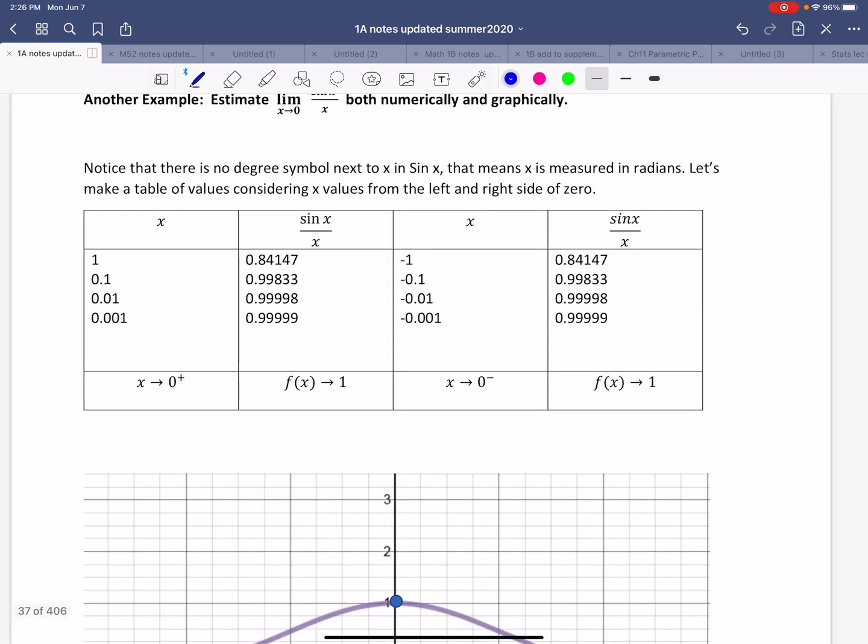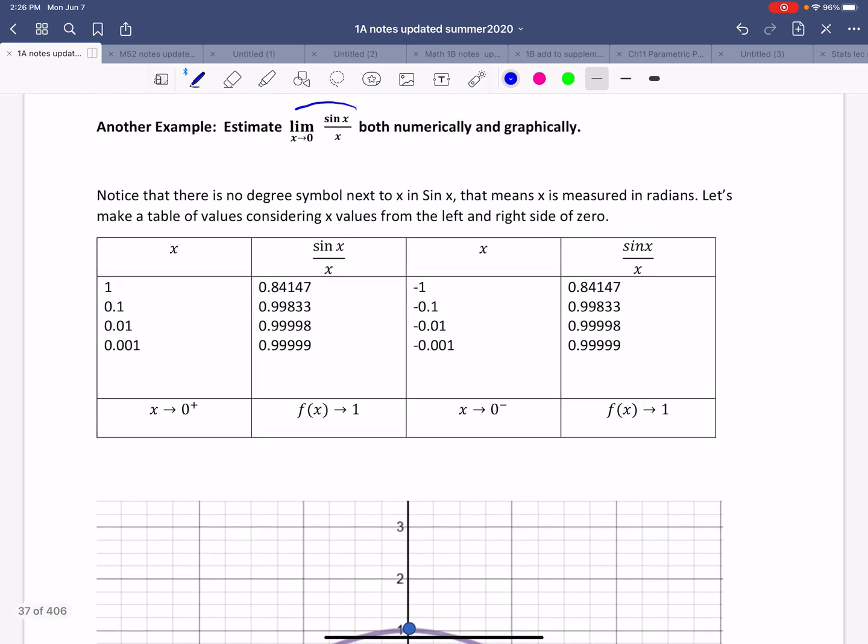All right, one more example. Estimate the limit as x approaches 0 of sine x over x. This is a special limit, remember that. We're going to estimate it numerically and graphically. Let's first look at it numerically. I'm going to pick some values closer and closer to 0 on the left hand side, which are 1, 0.1, 0.01, 0.001, and the same thing on the right hand side of 0.